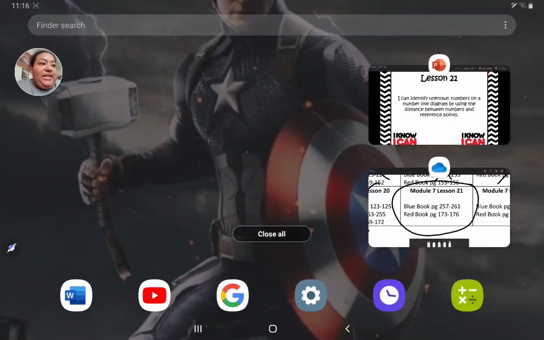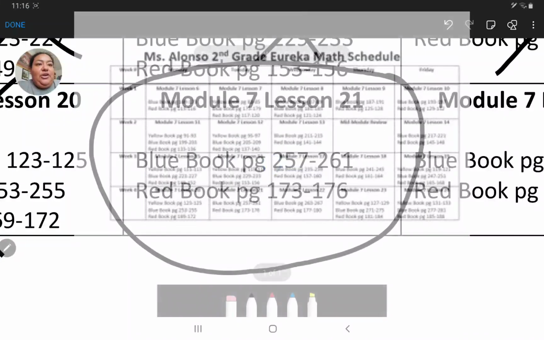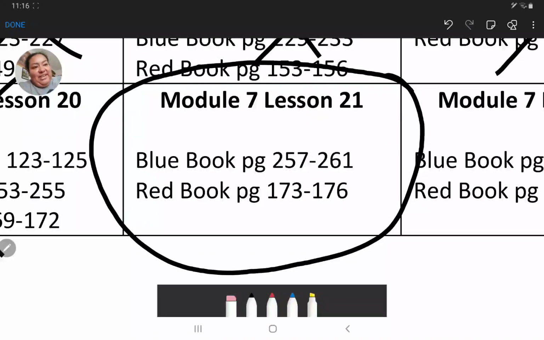So before we get started, here is your information for today, Module 7, Lesson 21. You do have Blue Book, you have Red Book. That's all you have for today. So that should be fairly easy, okay?